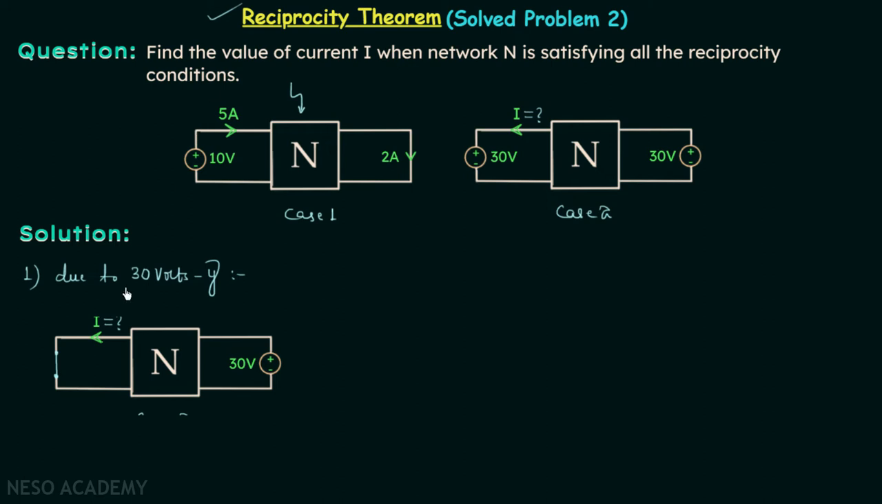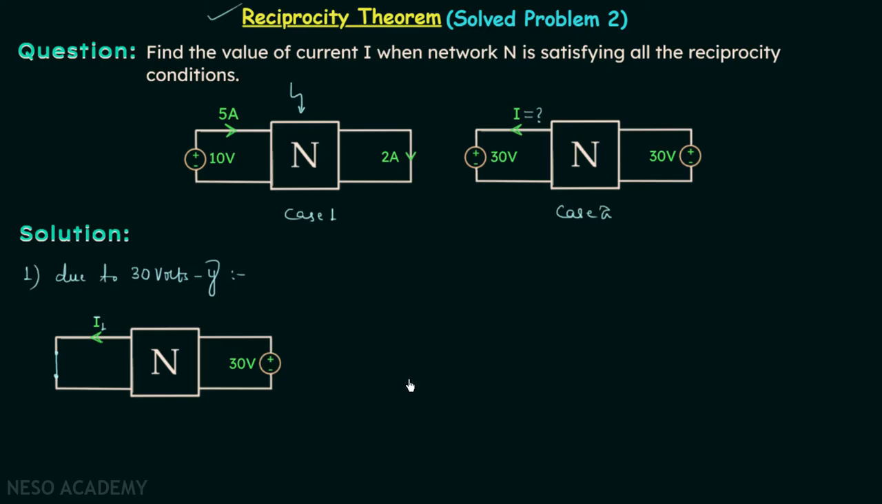And I will rename the current. It is not I. I will be the sum of two currents we will obtain. This current is, let's say, I1. Now we will find out I1 with the help of reciprocity theorem.